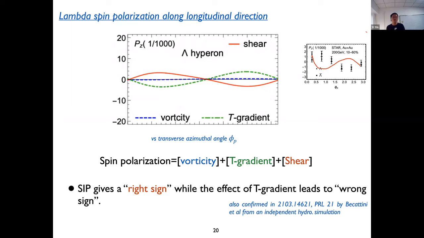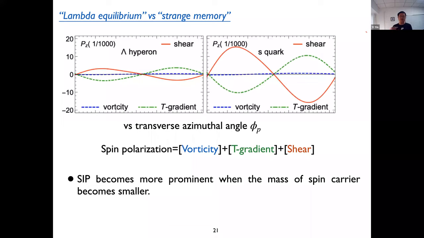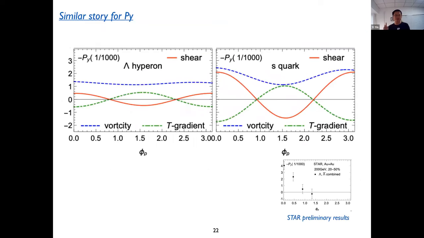Now we can compare the contributions in the two scenarios. The left panel shows the results assuming the Lambda fully responds to the hydrodynamic gradient, and the right plot shows the polarization of the strange quarks. An important feature of shear-induced polarization is that it also depends on the mass of the spin carriers. Therefore, in both cases, the effects of the T gradient and the effects of shear are competing with each other. But if you consider strange quarks with the smaller mass, eventually the shear wins the competition. And if you add the two, you get results which qualitatively agree with what you see in the data. I'm talking about the longitudinal polarization, but in experiment, they also measure the polarization projected along the y direction, or the reaction plane direction.